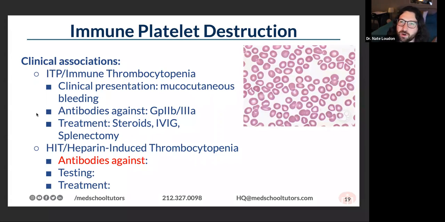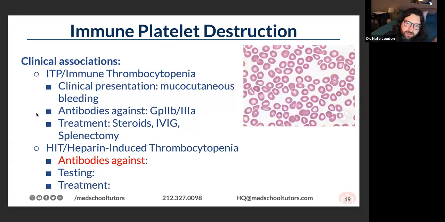I think Moses can probably speak a little bit more in depth to the real life clinical management of these folks. But on a board prep level, you just need to know steroids, IVIG, splenectomy for refractory cases.